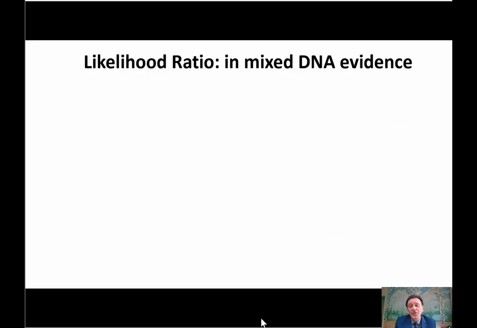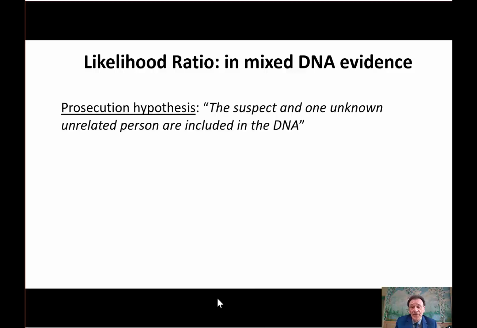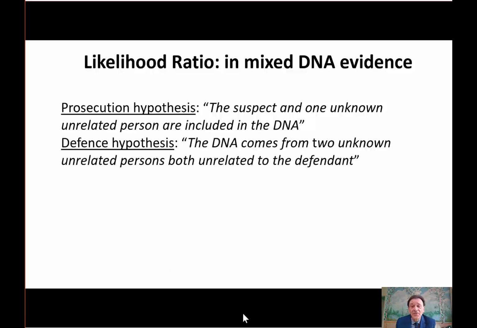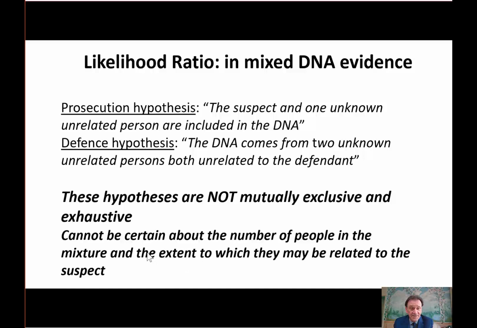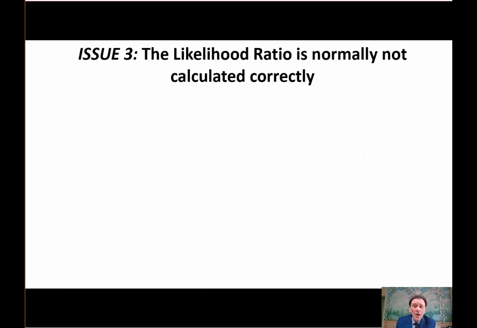And things are even worse in practice for mixed DNA evidence, because the prosecution hypothesis is typically the suspect and one unknown unrelated person are included in the DNA mixture. And the defence hypothesis is that the DNA comes from two unknown unrelated persons, both unrelated to the defendant. Now, these hypotheses are not mutually exclusive and exhaustive. We can't be certain about the number of people in the mixture and the extent to which they may be related to the suspect.